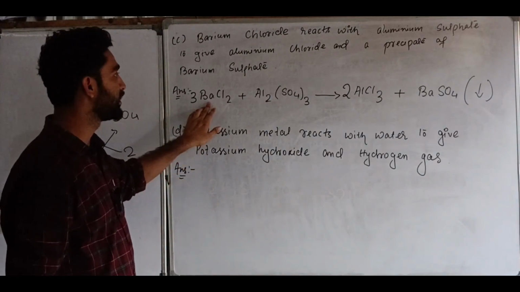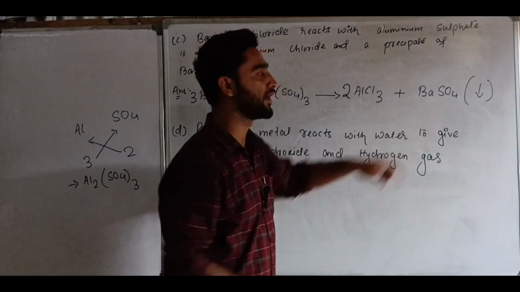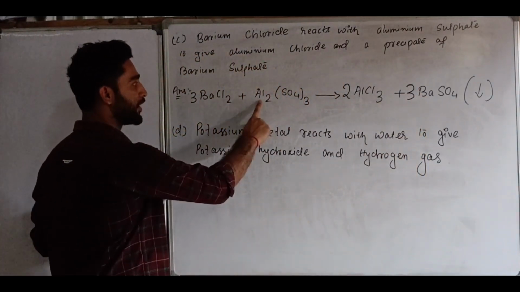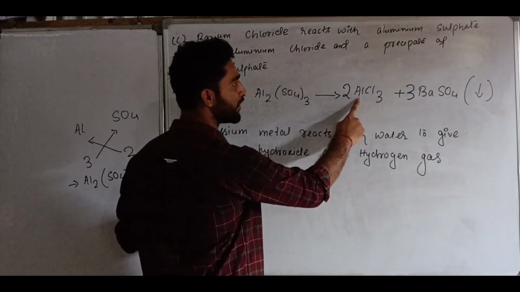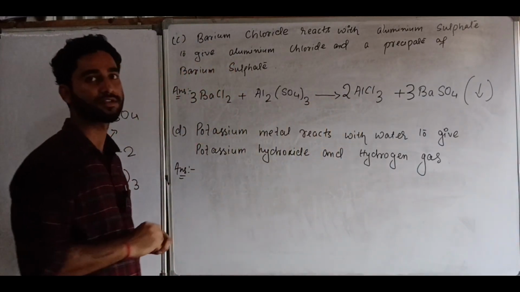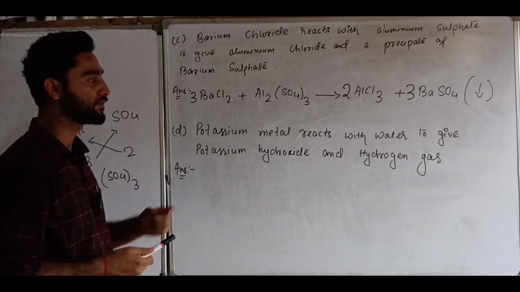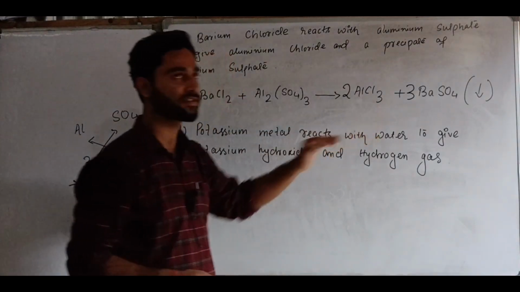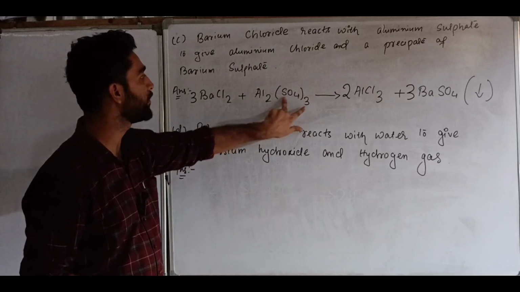This side barium is 3. This side barium is how many? 1. So put 3 here. Now check the aluminium. This side aluminium is 2. This side aluminium is 2. So metals are balanced. Now check the non-metals. So chlorine this side 3 2s are 6, 3 2s are 6. Now check the sulfur. Here sulfur how many? 3.